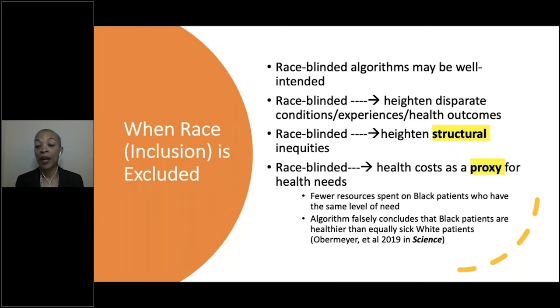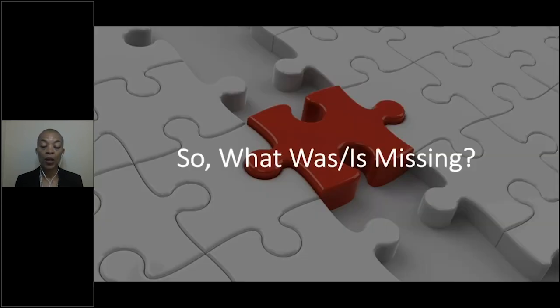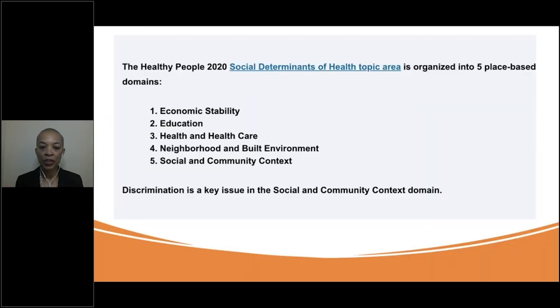Race-blind, where healthcare costs are used as a proxy, as we know from Obermeyer and group in the Science publication, the algorithm falsely concludes that Black patients are healthier than equally sick white patients. In other words, fewer resources are being spent on Black patients who have the same level of need. Why does all of that matter? And so what is missing in the discussion?